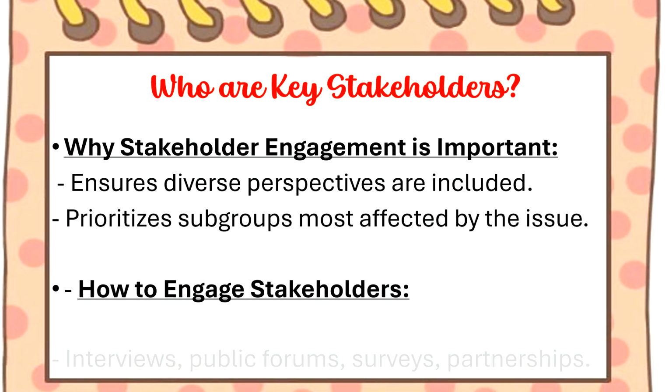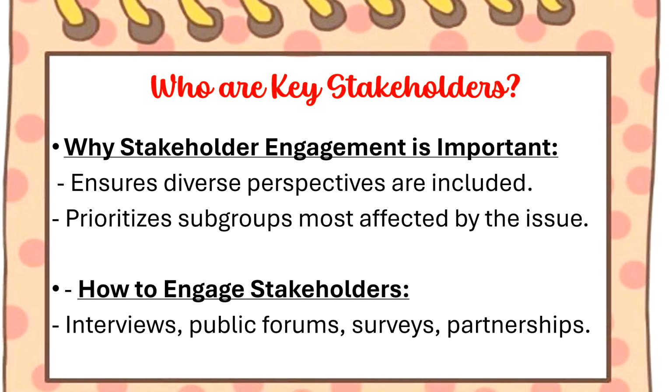How to engage stakeholders? We can engage them through interviews, public forums, surveys, and partnerships. The more involved they are, the more successful and accepted your project will be. Example, before building a community garden, students can hold a short meeting with the residents to ask what plants or vegetables they prefer.